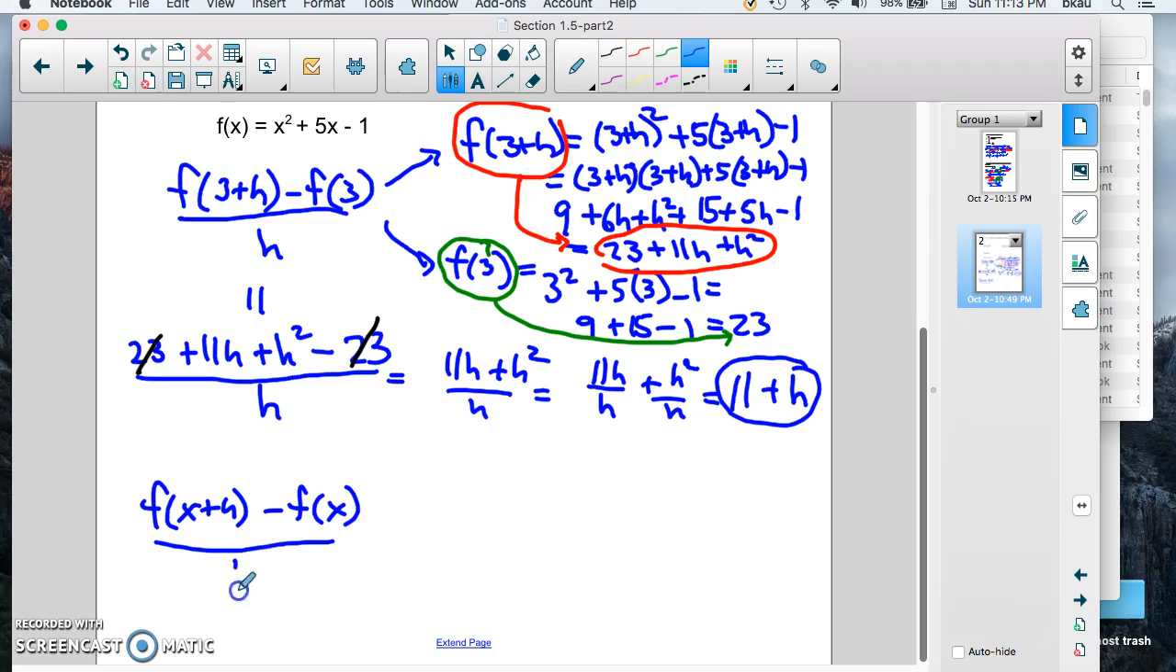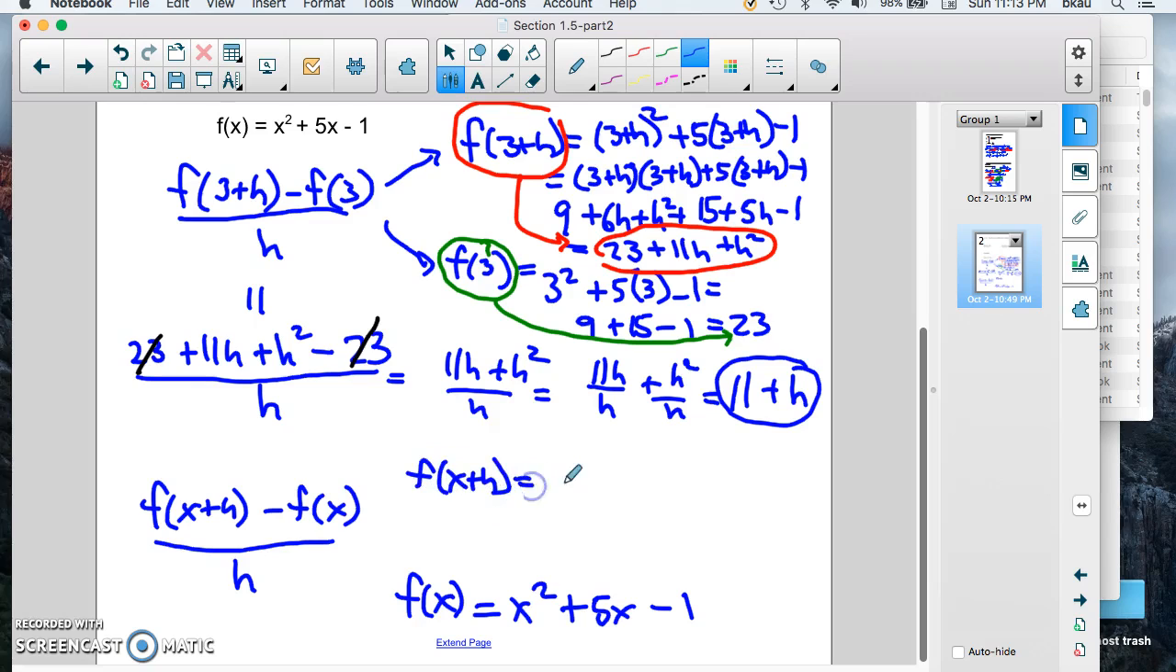Now this one, we're still going to evaluate two things, but on the second thing, we've already evaluated f of x. F of x is this function up here. So that's already given to us. I know what f of x is. F of x is going to be x squared plus 5x minus 1. We have to evaluate this piece here of the difference quotient, which is f of x plus h.